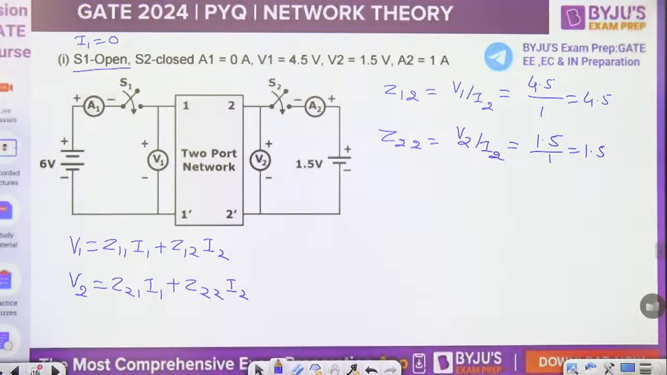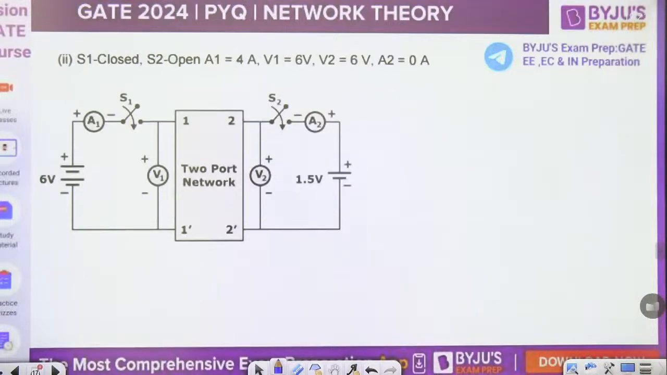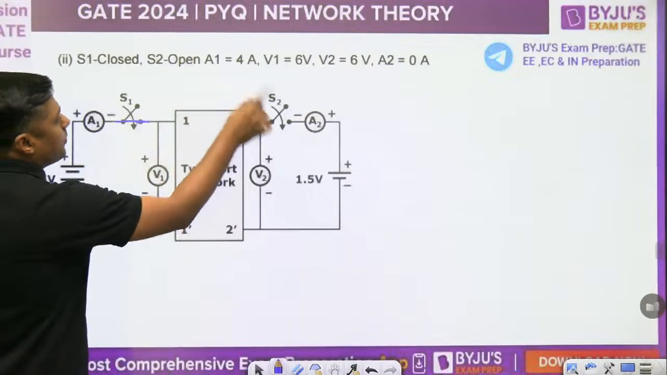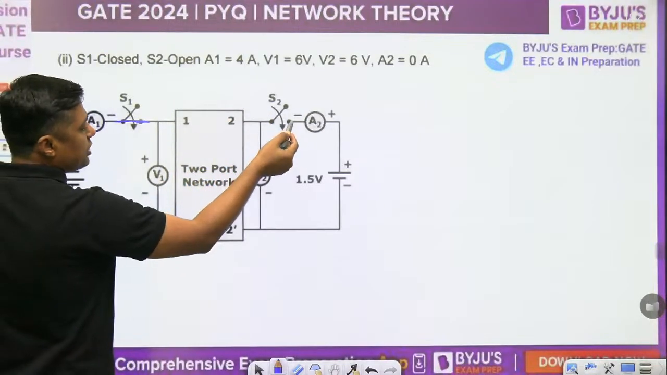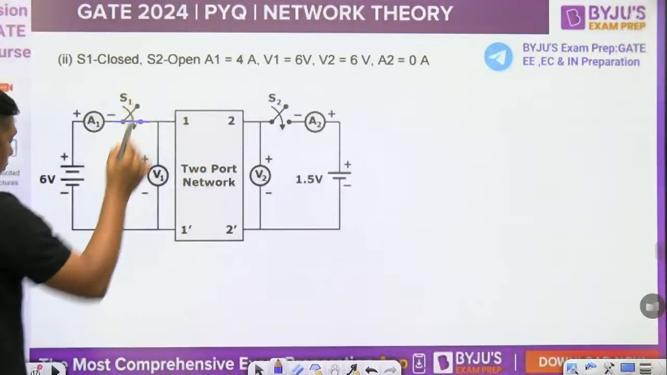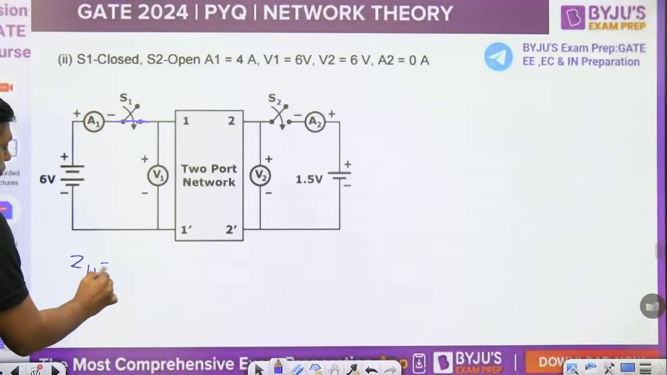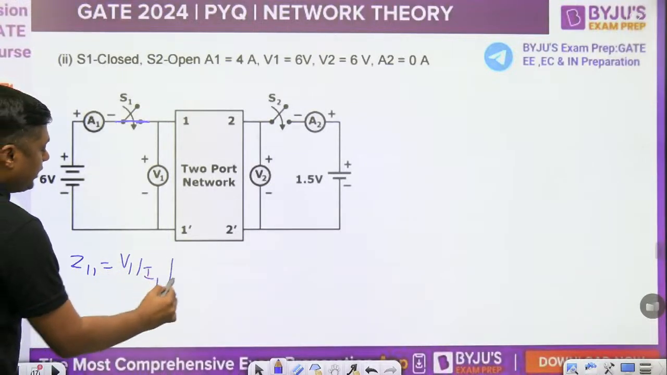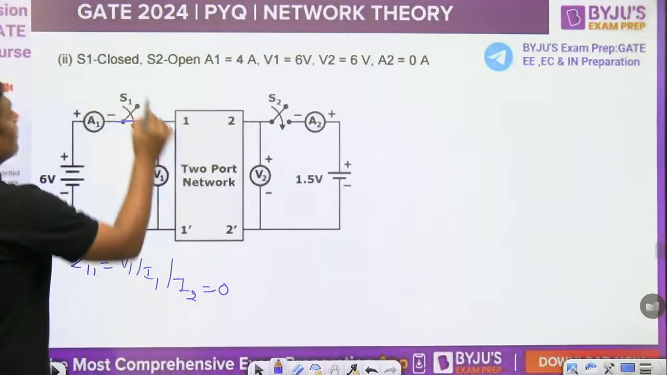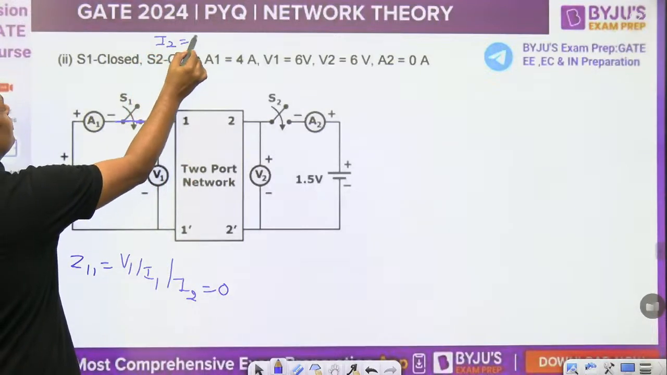Now, from the second condition, S1 is closed, S2 is open. Now it is closed, it is open. So therefore I2 is 0. Now what is the reading? So from that you can find Z21 and Z11. So what is the Z11? V1 by I1 with I2 0, because this is open, that's why I2 is 0.